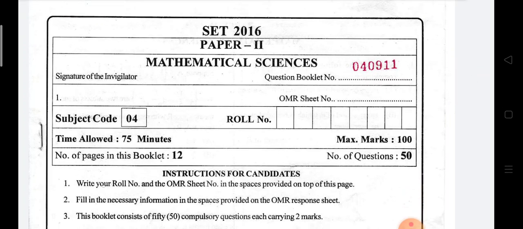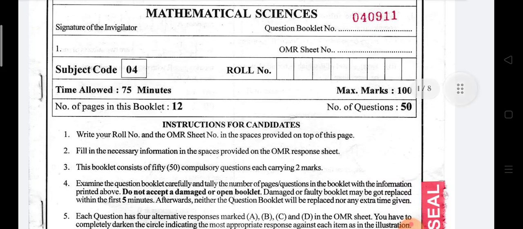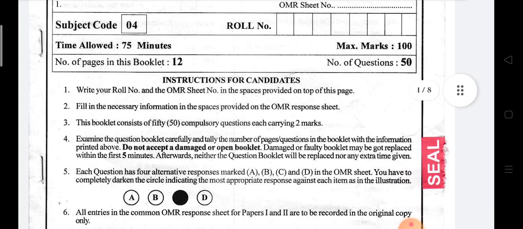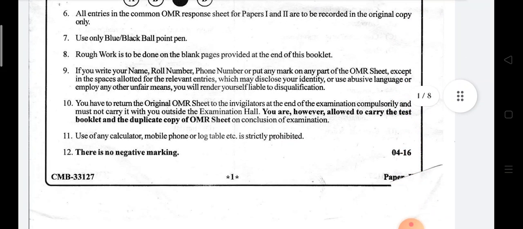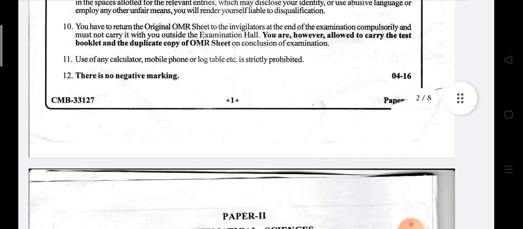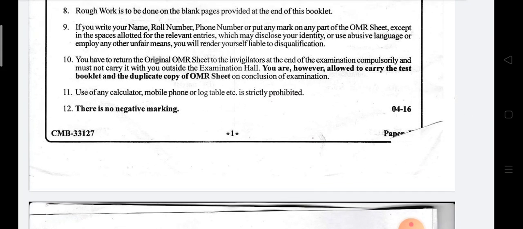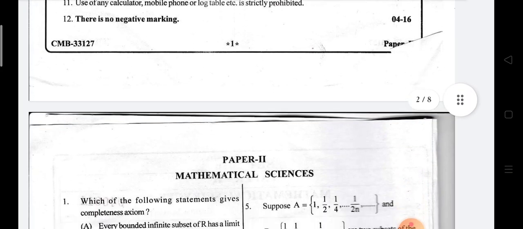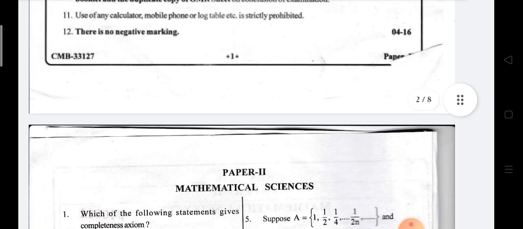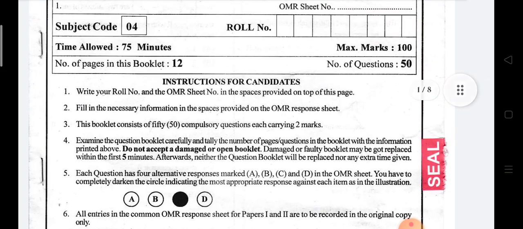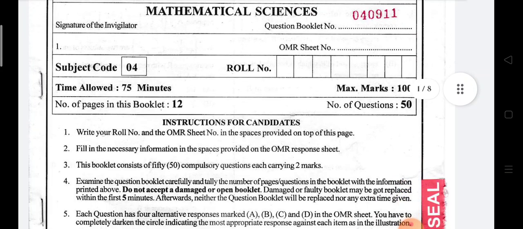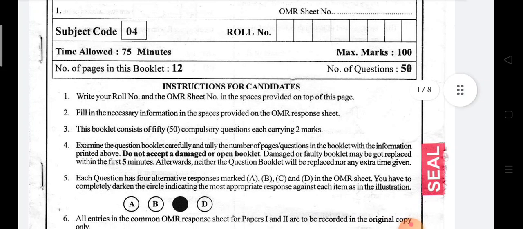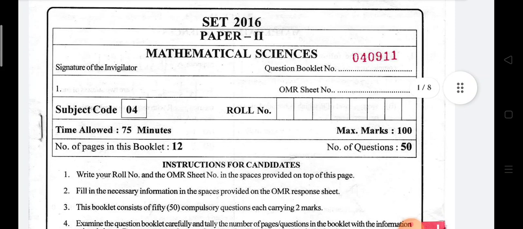Instructions for the candidates are: you have to write your roll number and OMR sheet number in the spaces provided on the top of the page, and there are certain other informations which you can see. Some important points: there is no negative marking, and this section 2 contains 50 compulsory questions with 2 marks each. So this is your paper 2. Maximum marks are 100.